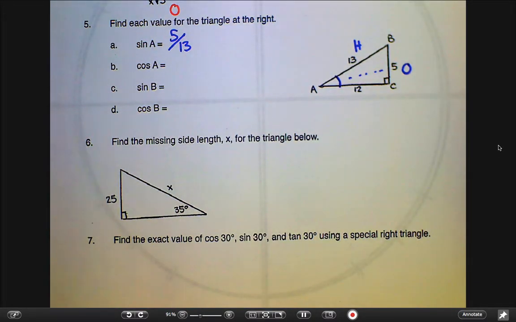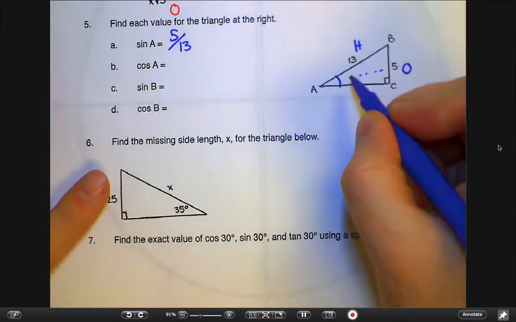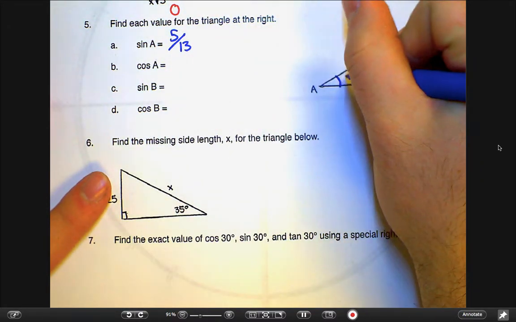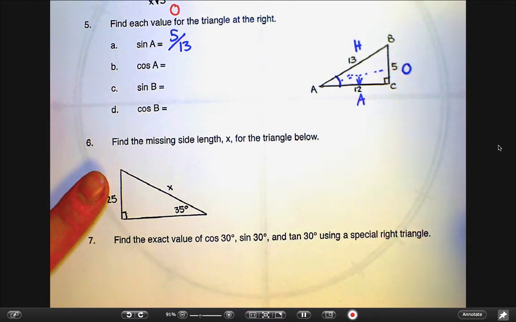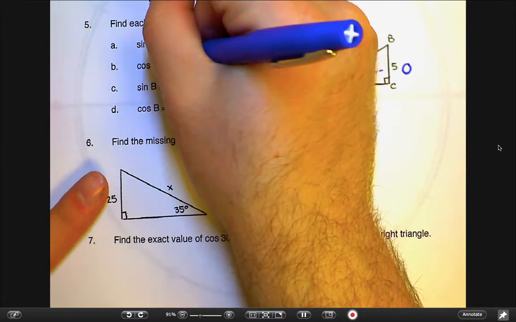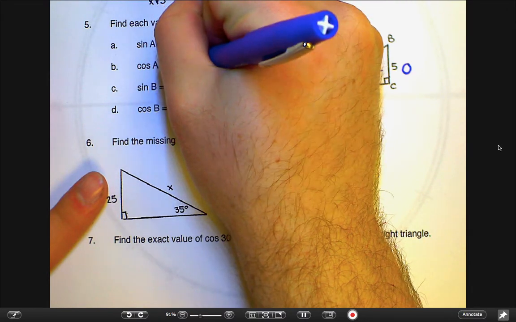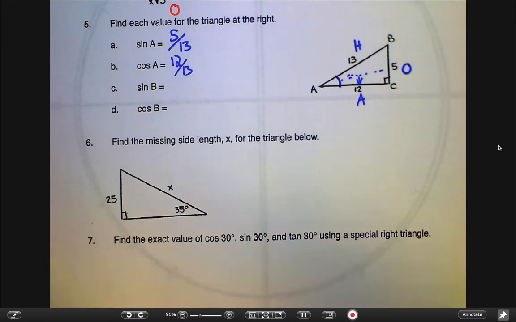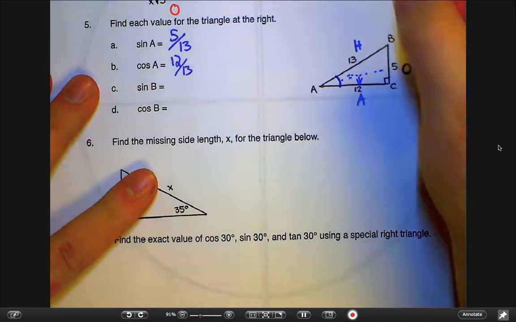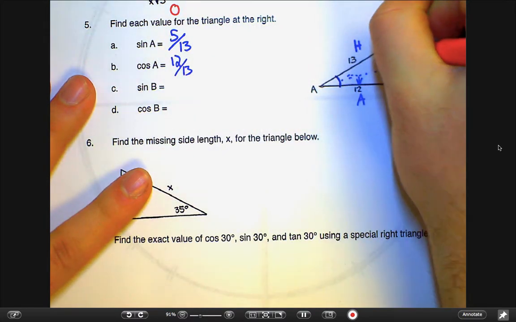Okay. For part B here, we're going to find cosine of A. So I'm still working with the same angle, but now I need the adjacent side. So I'm going to come down here, which is going to be the 12. And now if I do that, I'm going to have 12 over 13 for my adjacent side over hypotenuse. Okay. Next we have sine of B. So now I'm switching to this other angle up at B.